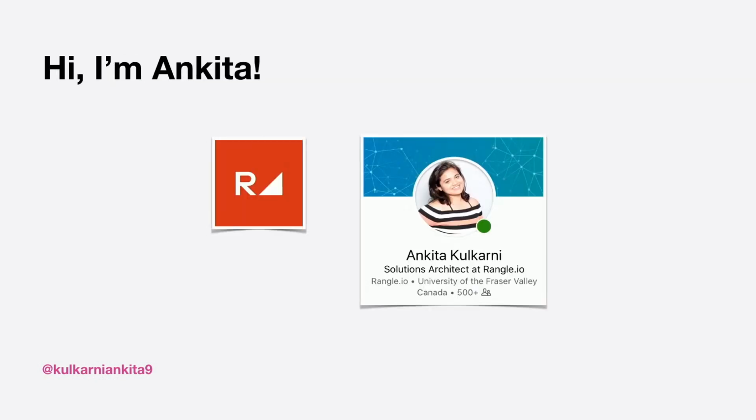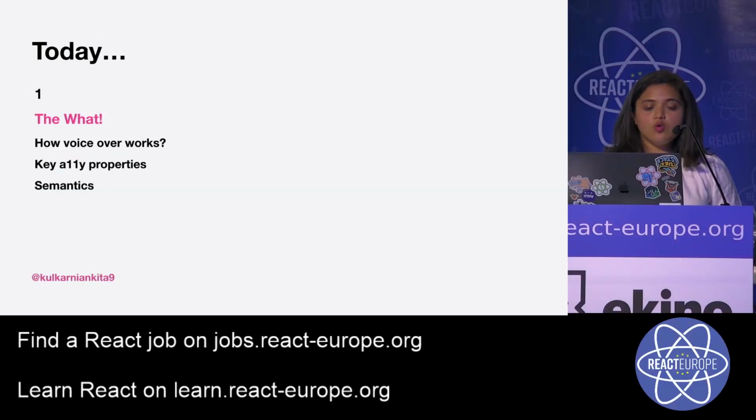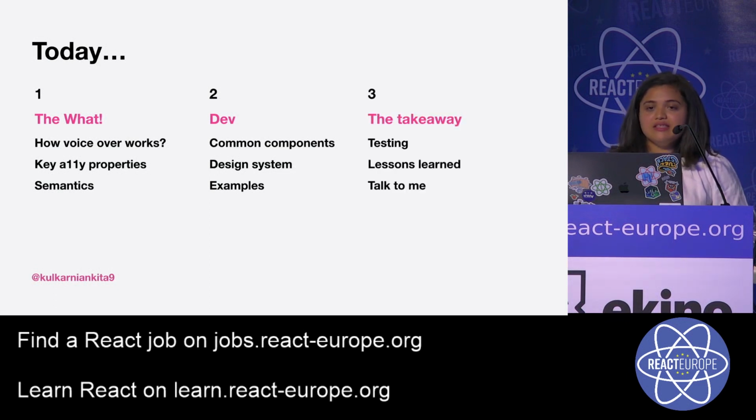When it comes to accessibility, there are a lot of things to consider in terms of different abilities. In today's topic, I will only cover some of them because of time constraints, and there's a lot to cover in accessibility in general. This is our agenda for today. First, we'll go over how VoiceOver works, key accessibility properties, and semantics. Then we will dive a little into dev by talking about common components, design systems, and a few examples. Lastly, the takeaways: testing tools and lessons learned. If you have any questions, come reach out to me after.